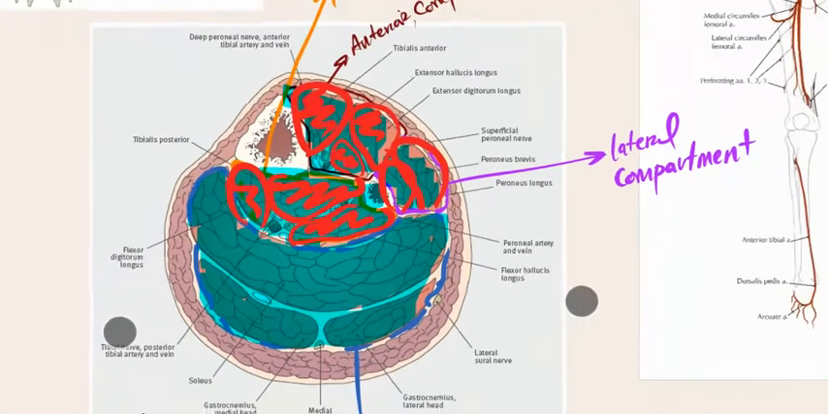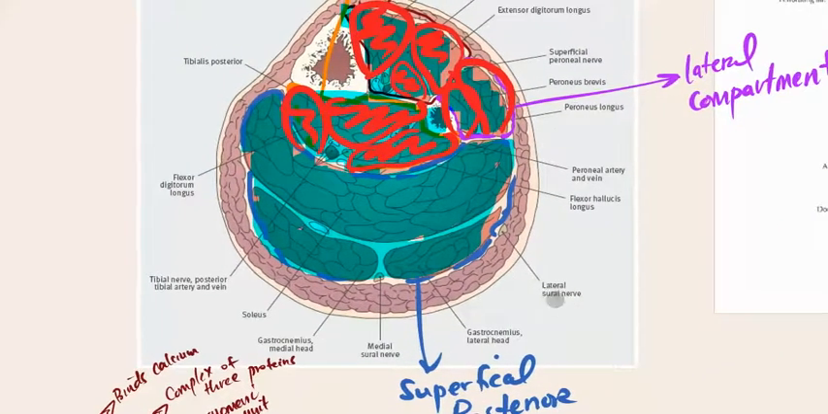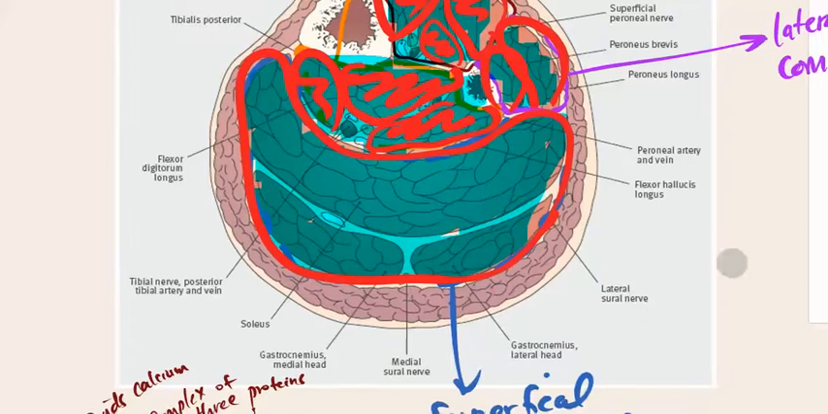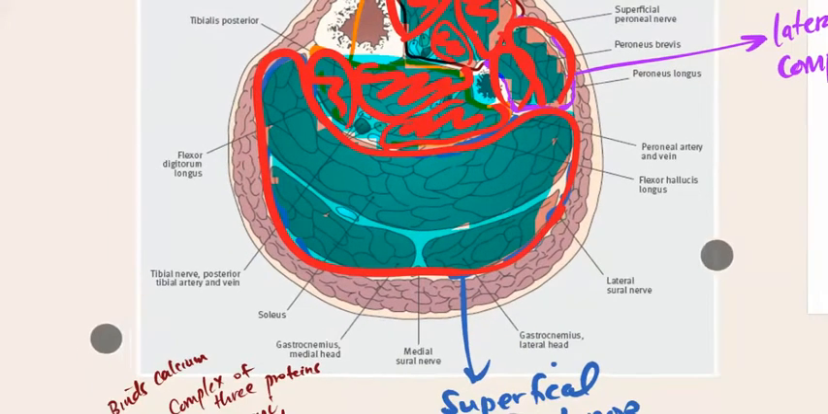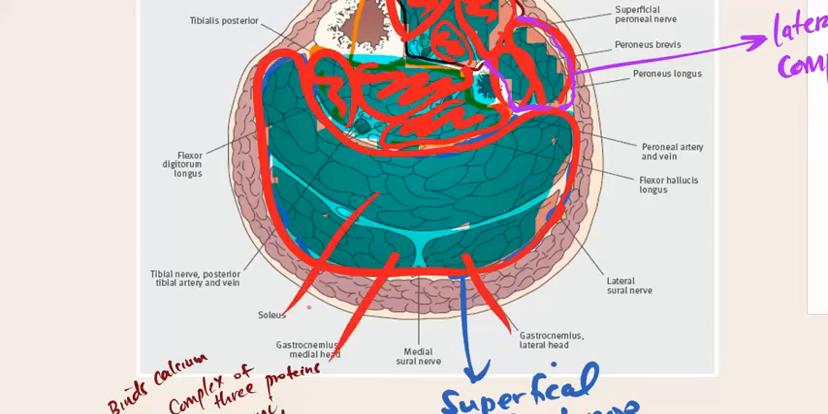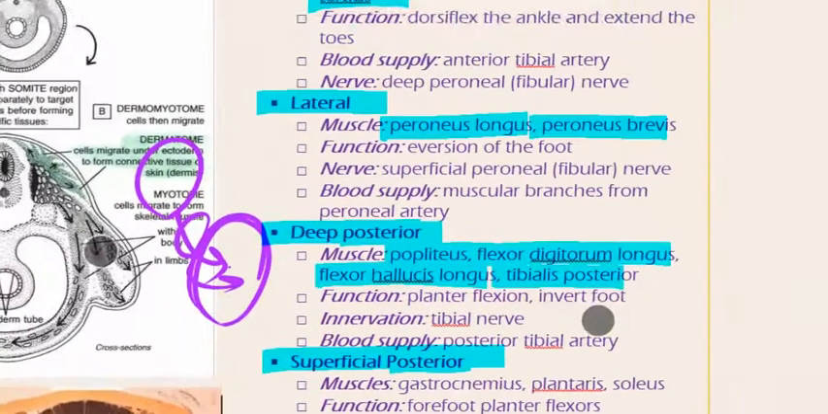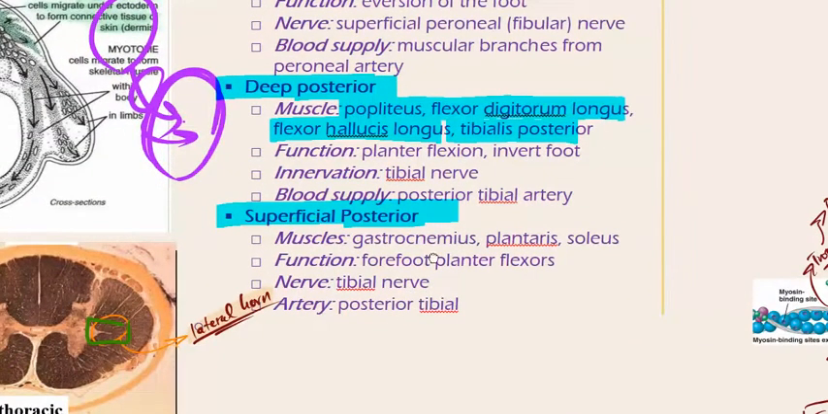And then moving on to the superficial posterior. That whole thing is the superficial posterior, right here. So just some of the muscles that you're going to see. We're going to have the gastrocnemius. This is the lateral head, this is the medial head, this is the soleus. Just making sure of this for completeness. So for the superficial, you have the gastrocnemius, which we just saw, the soleus, which we just saw, and then we have the plantaris.